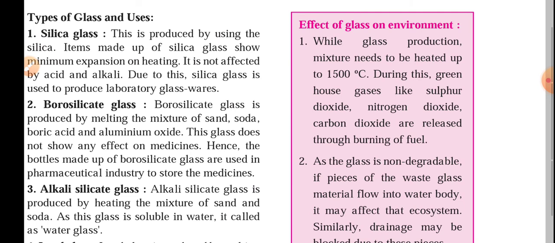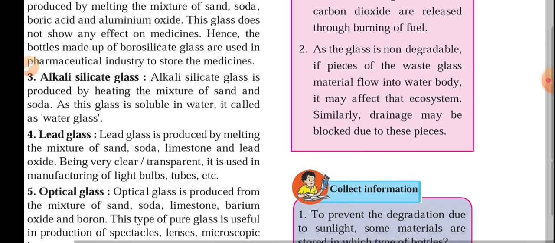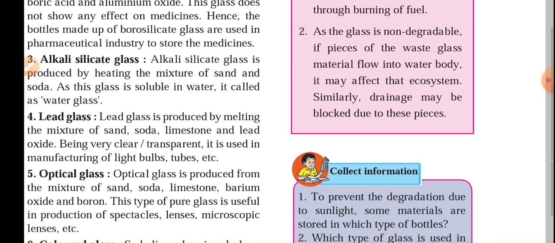Now the important thing is the effect of glass on the environment. In glass production, the mixture needs to be heated at 1500 degrees Celsius, and during this, greenhouse gases like sulfur dioxide, nitrogen dioxide and carbon dioxide are released through burning of fuel. As glass is non-degradable, if pieces of waste glass flow into a water body, it may affect that ecosystem. Similarly, drainage may be blocked due to these pieces because they are non-degradable material.